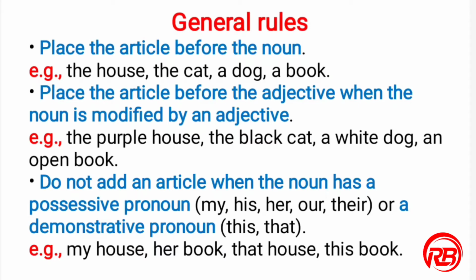And rule number 3 is: do not add an article when the noun has a possessive pronoun. Possessive pronouns are my, his, her, our, their. So we should not add an article before a possessive pronoun or a demonstrative pronoun, this or that. Example: my house, her book, that house, this book. Here in these examples we do not add an article.